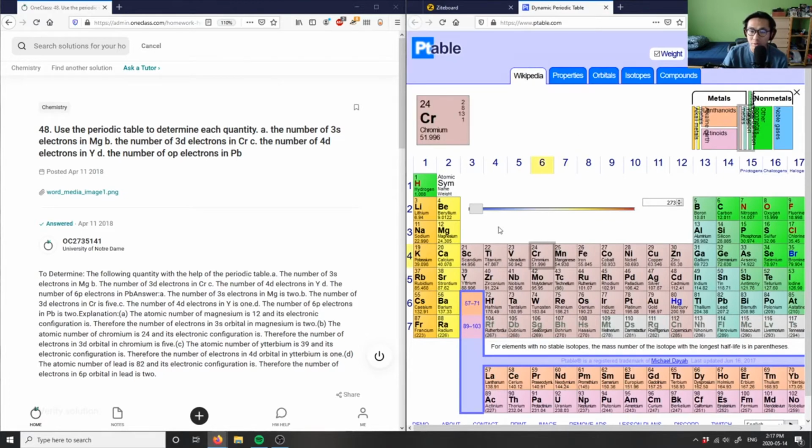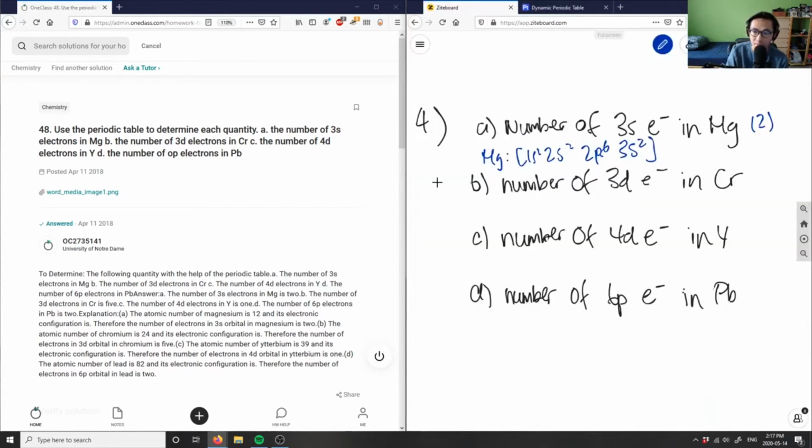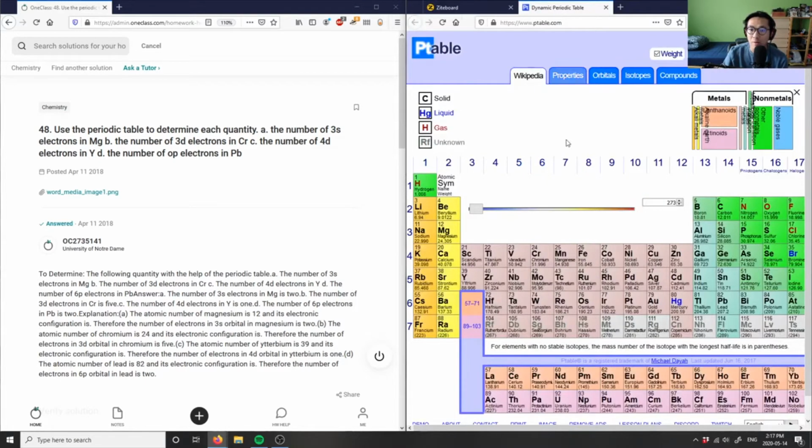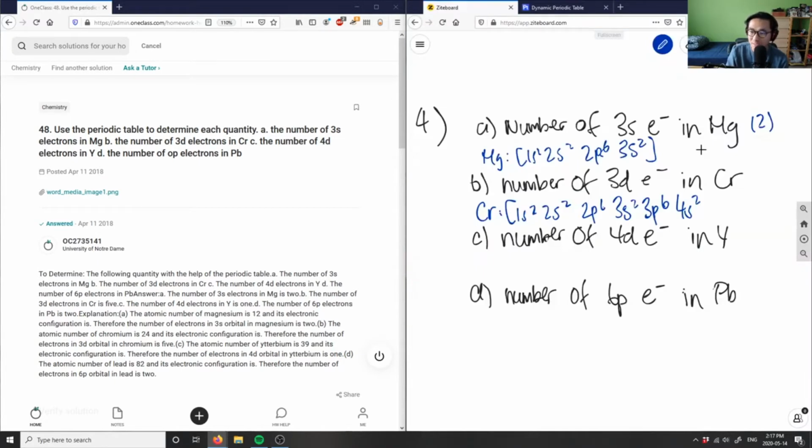In chromium, chromium is number 24 here. So again, I can write out my electron configuration for chromium. So it'd be 1s2, 2s2, 2p6, 3s2, 3p6, 4s2, and then I have 1, 2, 3, 4, right? So this would be a 3d block, so this is 3d4. Which means my number of electrons here is going to be 4 electrons in my 3d block, right? So it's going to be 4 electrons here.